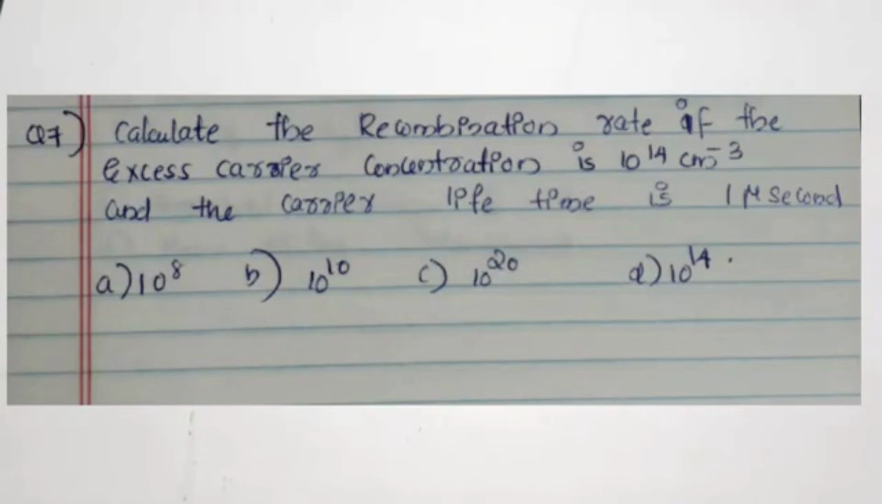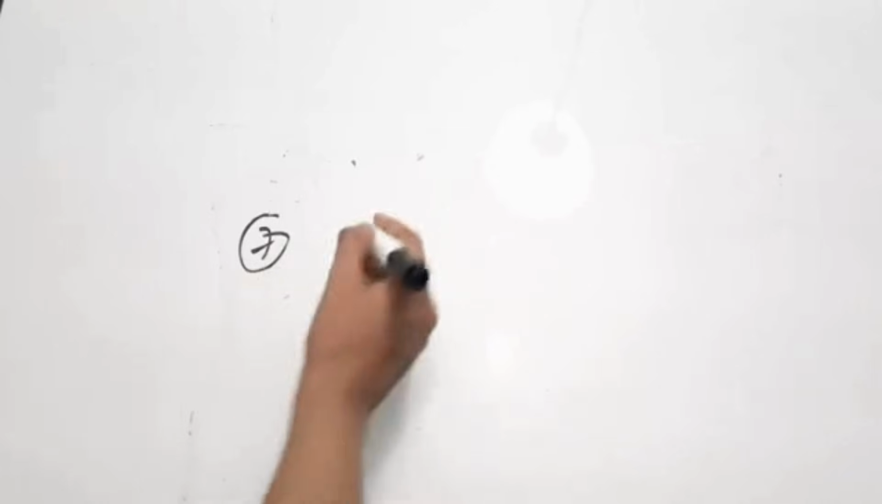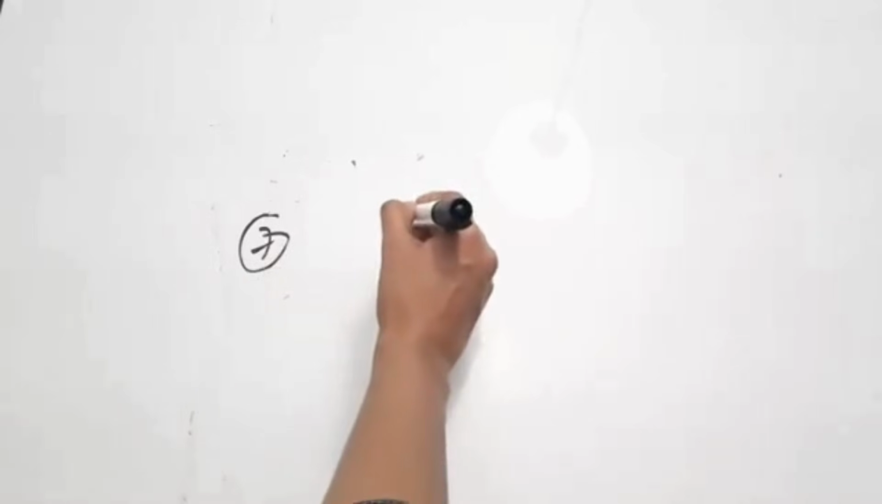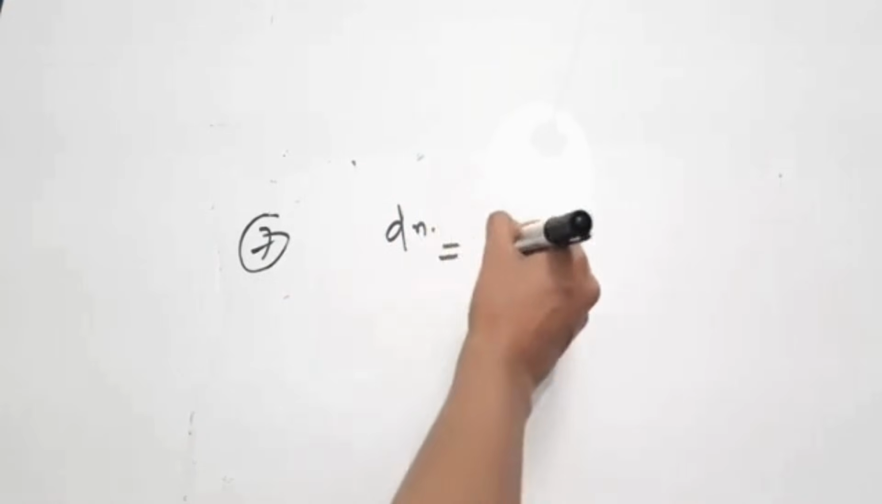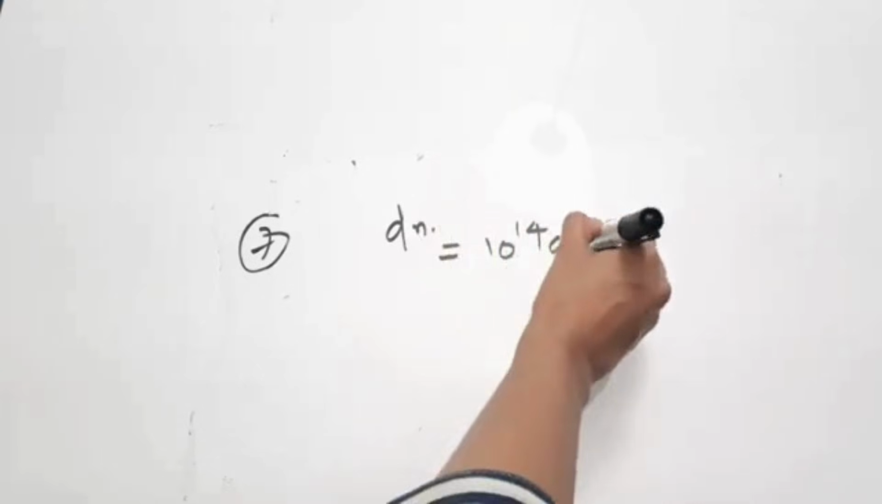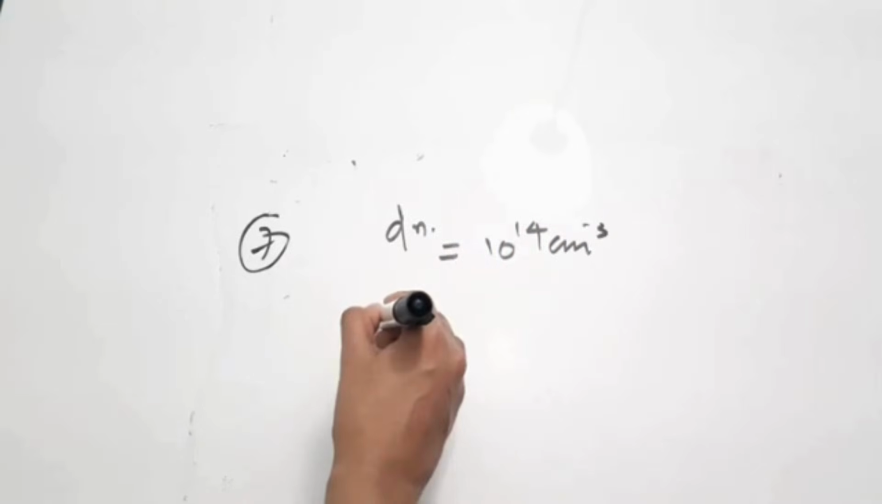The seventh question is a numerical type of question. Calculate the recombination rate if the excess carrier concentration is 10 raised to 14 centimeter raised to minus 3 and the carrier lifetime is 1 microsecond. So what is given? The concentration is given, we'll call it delta n. Concentration is 10 raised to 14 centimeter raised to minus 3.